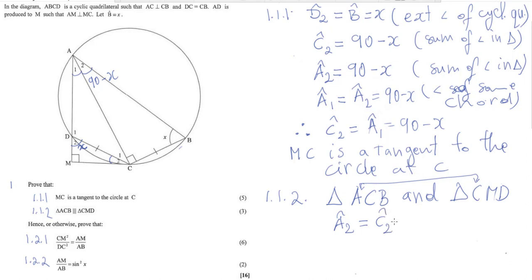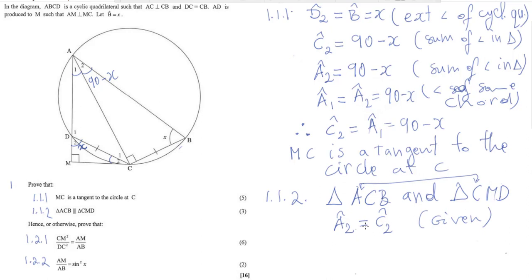Okay? From both triangles, in triangle ACB, the angle is A2, okay? And in triangle CDM, which angle is it? C2, okay? So here we say given. This is a given. Alright? Or we can say already proven, okay?